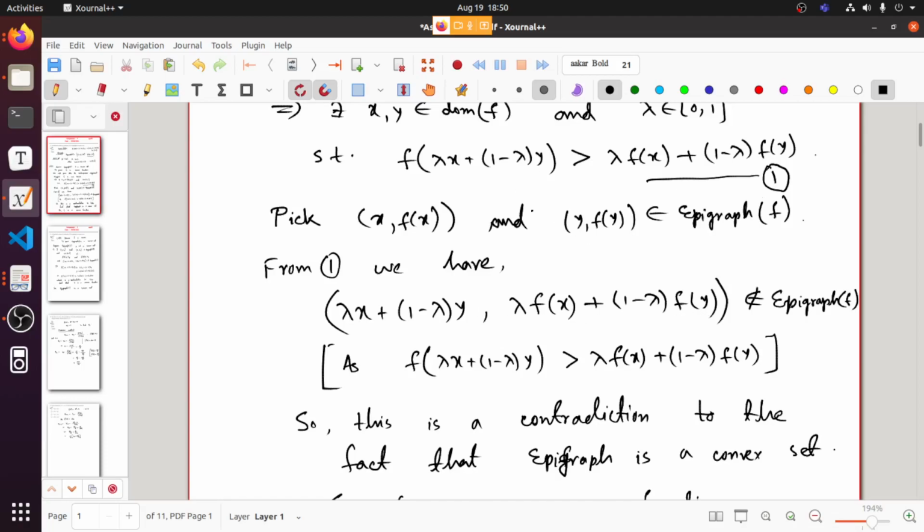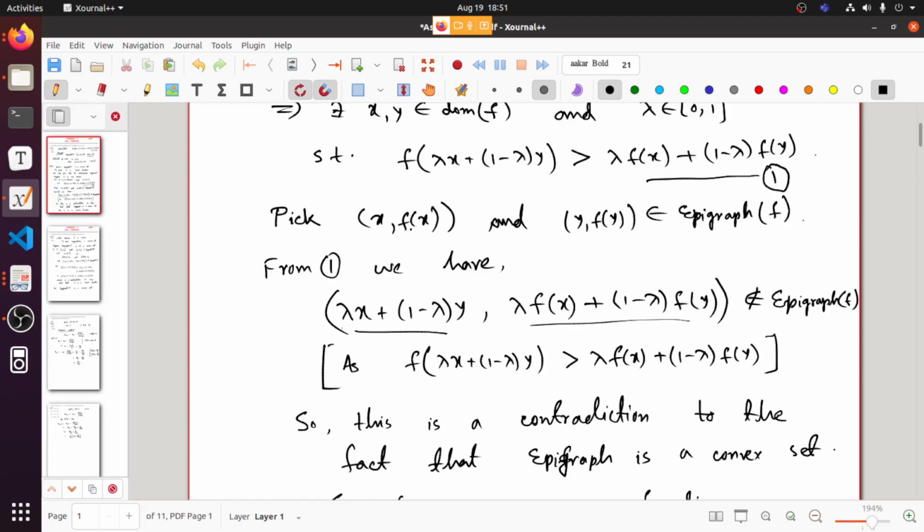But from one you can see that f of this is greater than this. This point does not belong to the epigraph, because if it belonged to the epigraph, then by definition, what is the definition? (x, y) belongs to the epigraph if f(x) is less than y. So f of this should be less than this point. But what we get from one is that f of this is strictly greater than this. So this point does not belong to the epigraph.